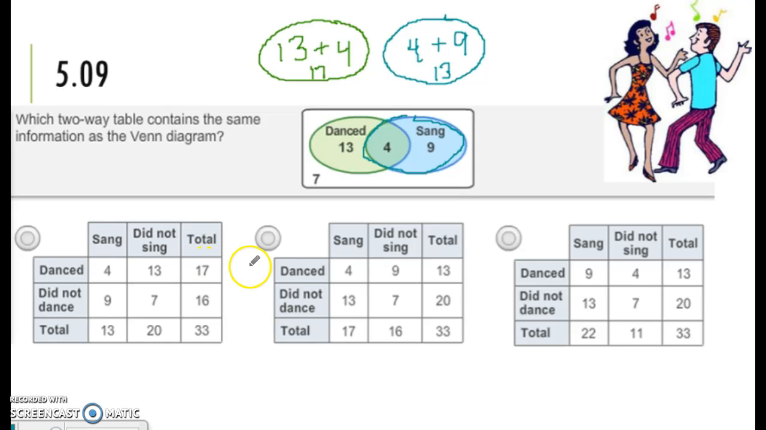So like if we look at the total number of people who danced in each of them, notice that B and C only have 13 people dancing when we know that there's 17 people dancing. So we can actually go ahead and get our answer just based off of that.